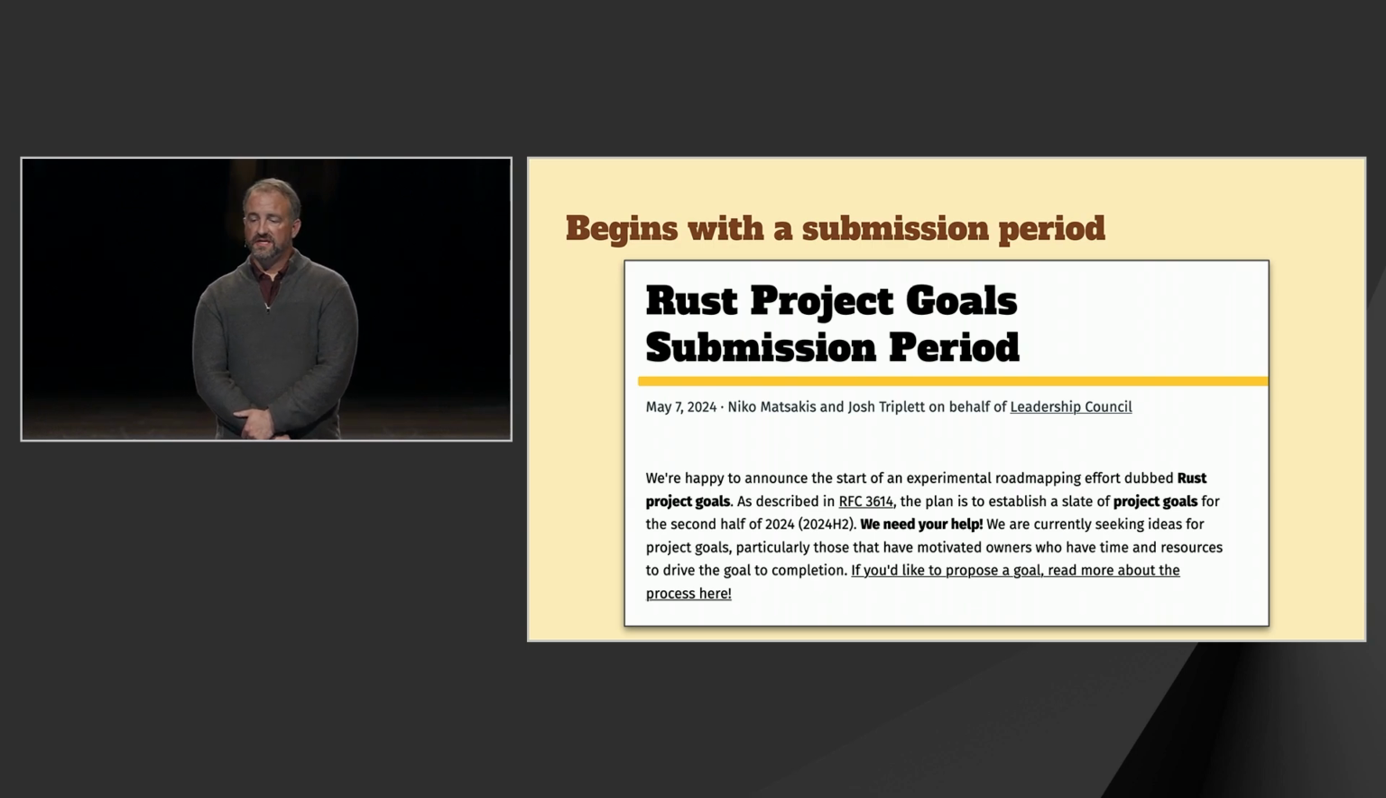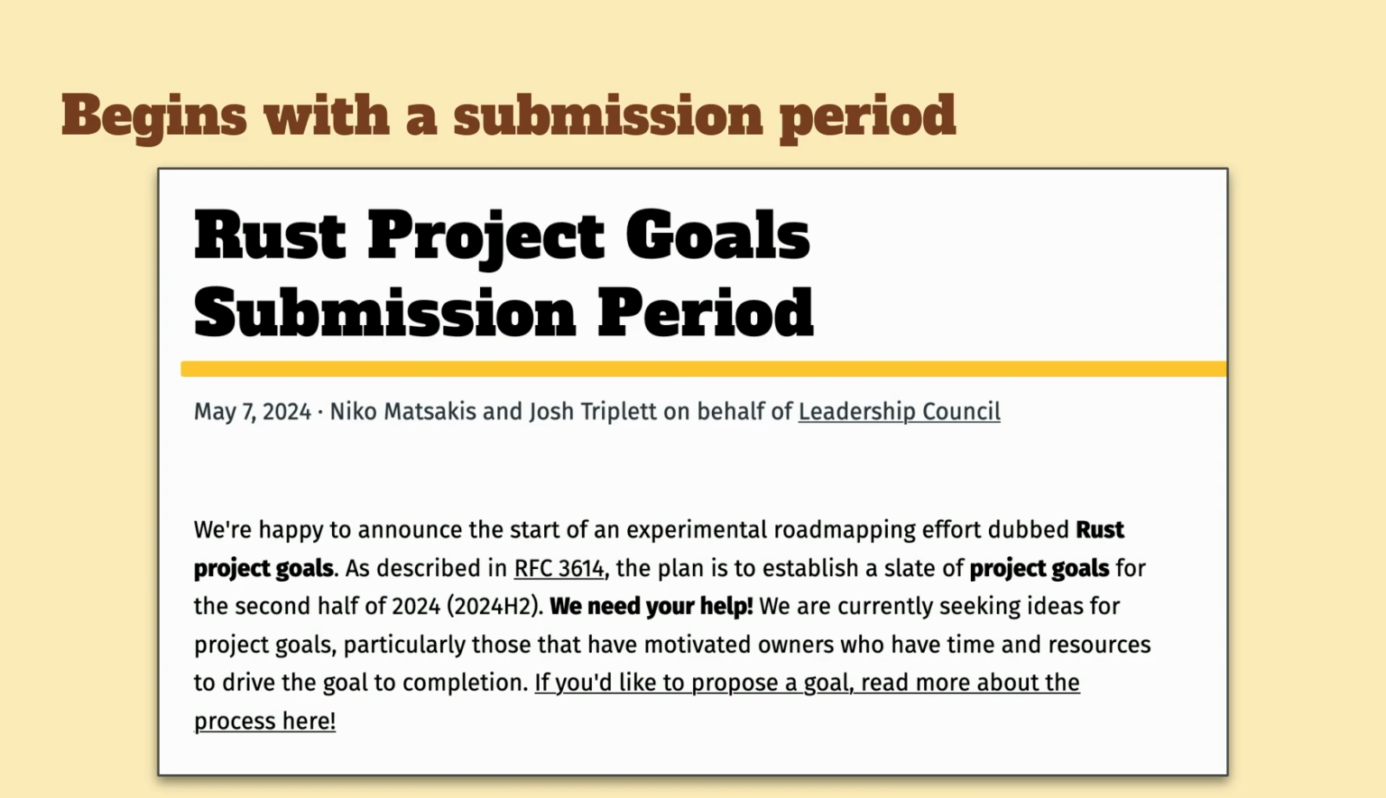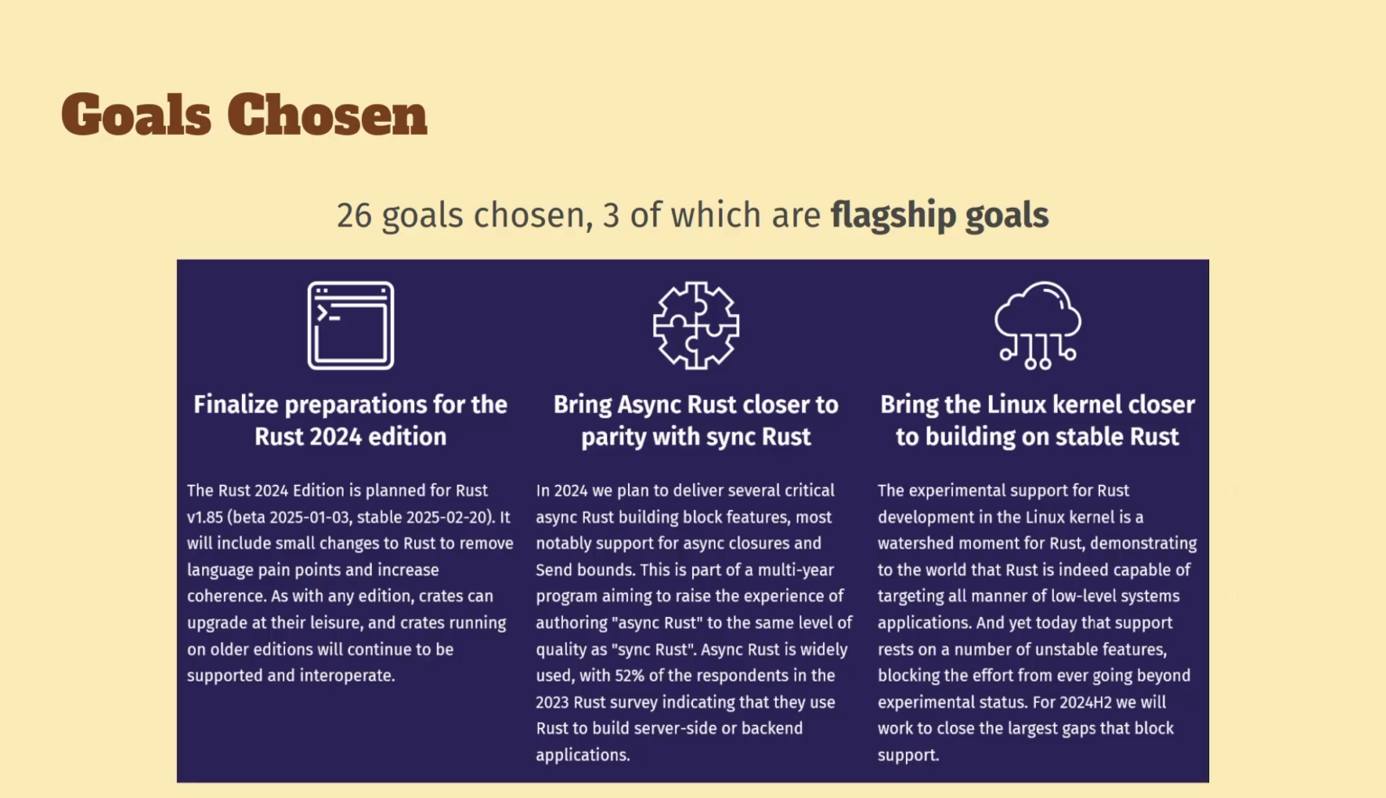So project goals begin with a submission period. So we put out this blog post that says, hey, if you've got a project goal you'd like to propose, here's how to do it. Put it forward to consideration. And then out of that, we come up with a set of goals that we want to accept. This last time, so we started this last May, and we picked 26 goals for the project, and we identified 3 of them as flagship goals.